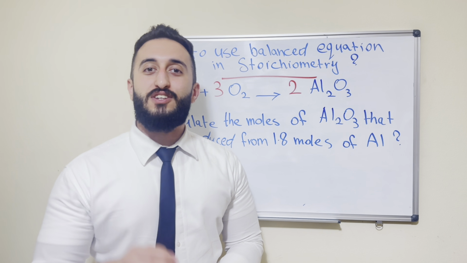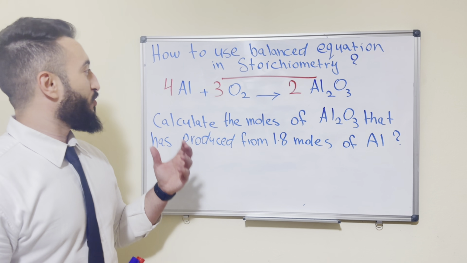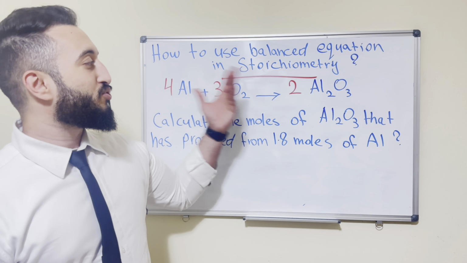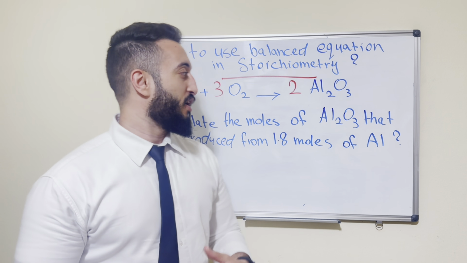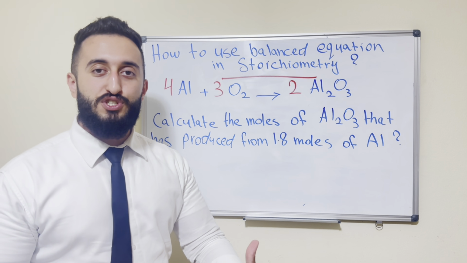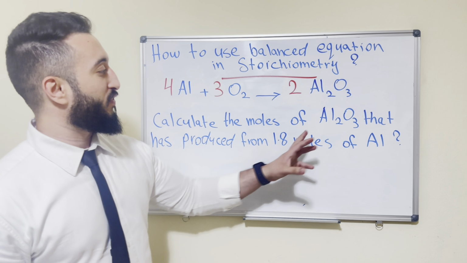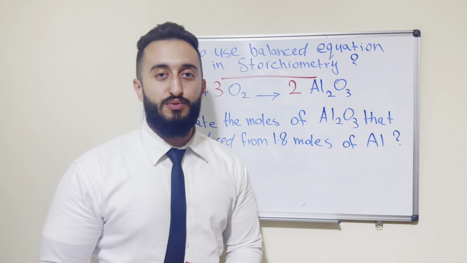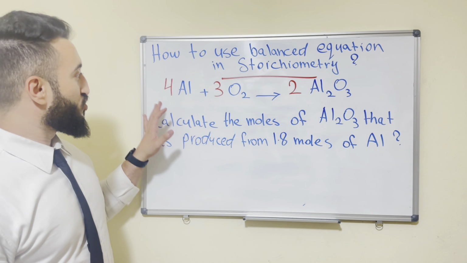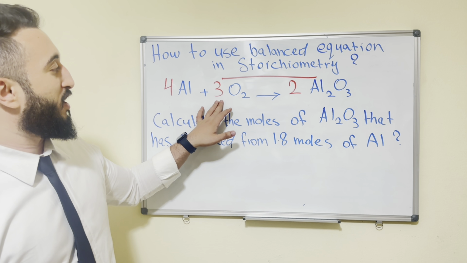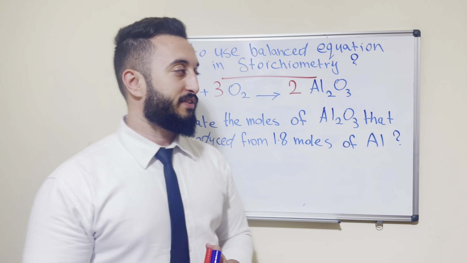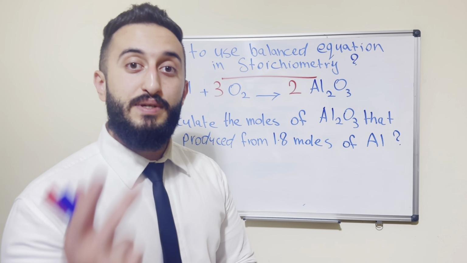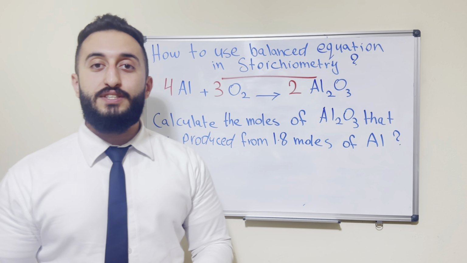After pausing the video, let's try to solve the question together. We have an equation in which 4 moles of aluminum plus 3 moles of oxygen will produce 2 moles of aluminum oxide. So how can we solve this type of question? Calculate the moles of aluminum oxide that are produced from 1.8 moles of aluminum. These are the numbers of moles from the equation: 4 moles of aluminum, 3 moles of oxygen, 2 moles of aluminum oxide. So this is the practical number of moles. What is the actual number of moles that will be produced by 1.8 moles of aluminum?